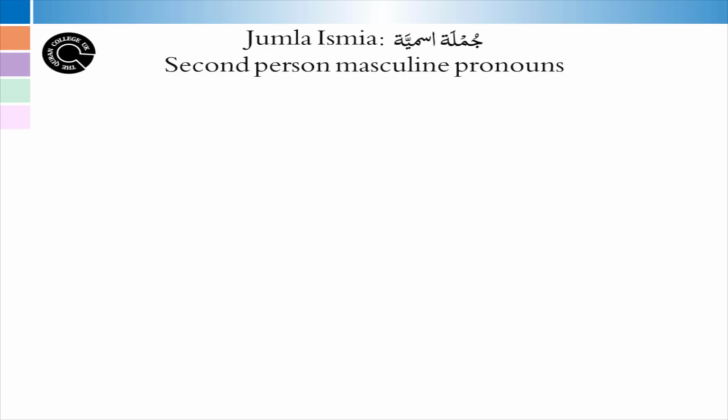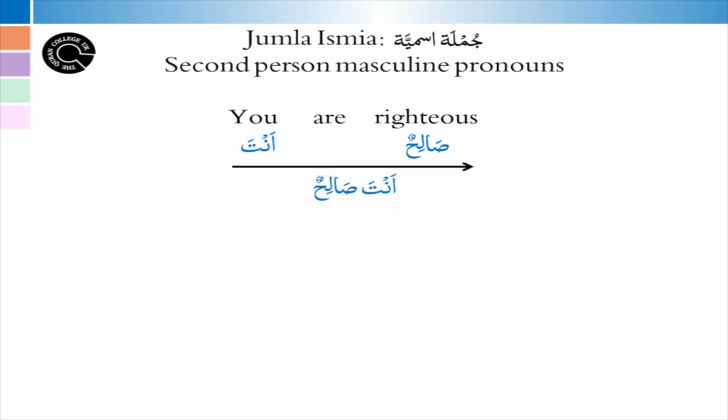The second person masculine first example is you are righteous. For righteous, we use salihun. For you in singular form, we use anta. Therefore, the nominal sentence with the second person masculine pronoun is anta salihun. Remember, you in English is used for both masculine and feminine. The Arabic uses different pronouns for masculine and feminine. Once we construct the masculine and feminine sentences, we will compare them.